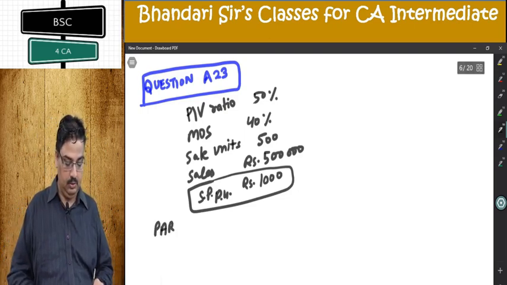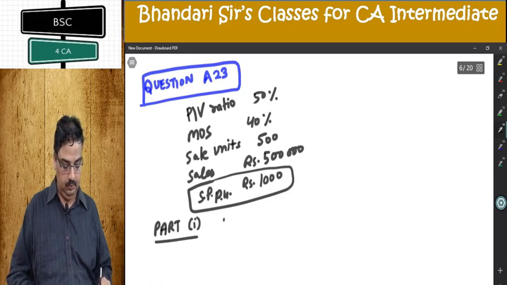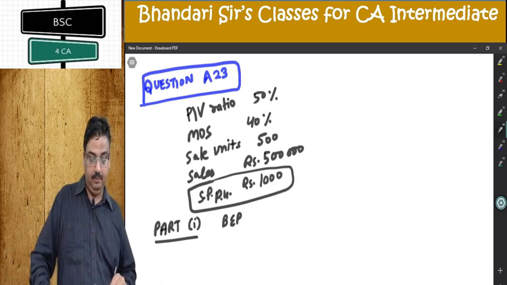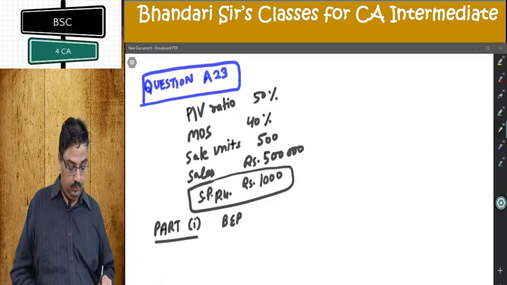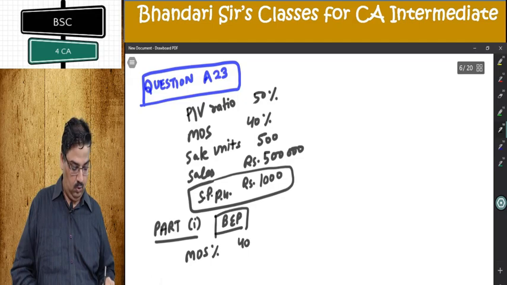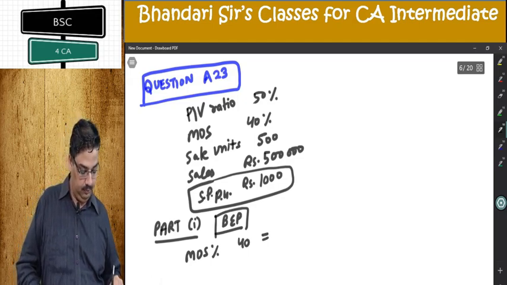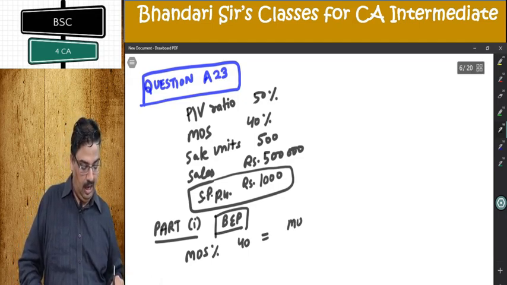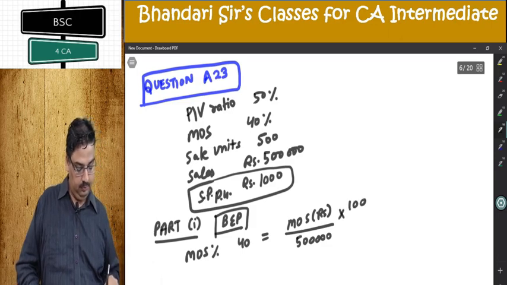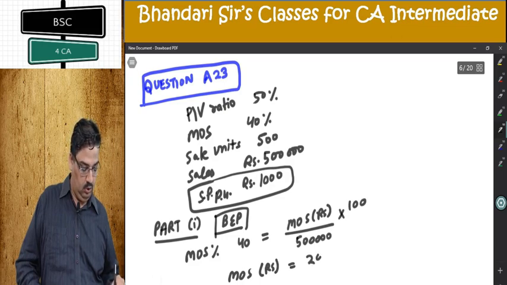Now I go part by part. Part 1 wants break-even point. Now what I can do, analyze MOS percentage. 40% equals MOS rupees divided by 5 lakh into 100. So MOS in rupees is 2 lakh.